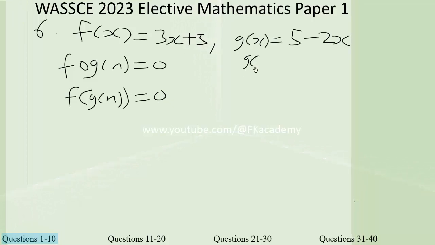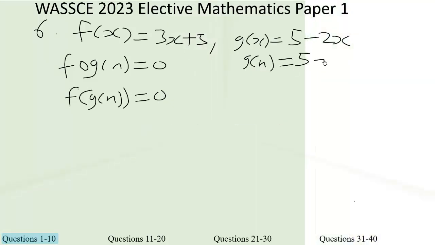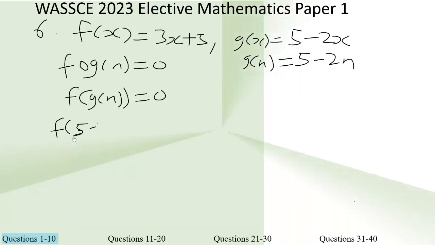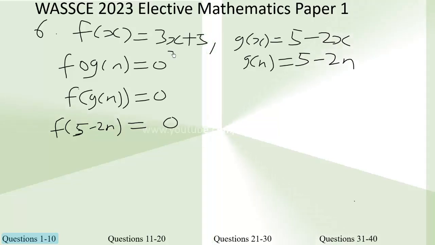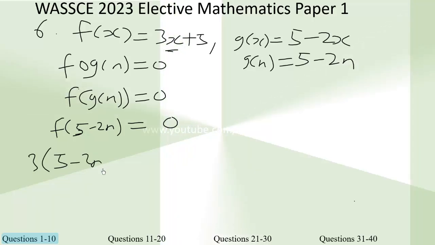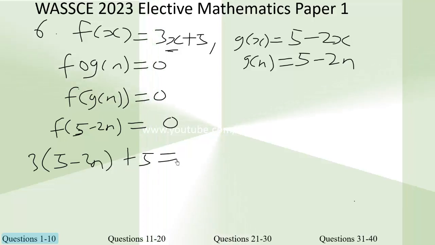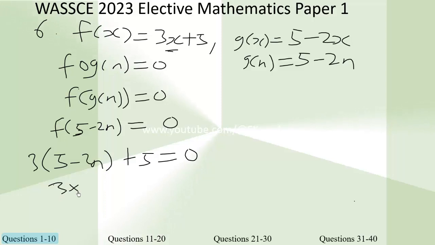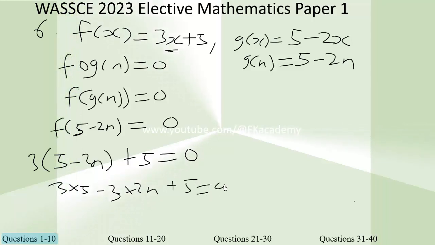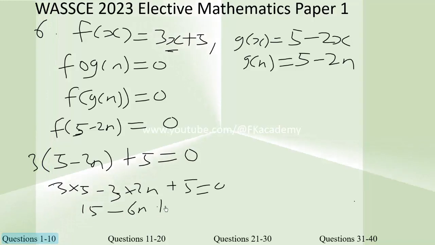Now g of n, wherever you see x, you put n. So it will be 5 minus 2n. So f of 5 minus 2n is equal to 0. Now we know that f of x is 3x plus 5. So whenever I see x here, I'll put 5 minus 2n. So 3 into bracket 5 minus 2n plus 5 is equal to 0. So that will give me 3 times 5 minus 3 times 2n plus 5 is equal to 0. So 15 minus 6n plus 5 is equal to 0.